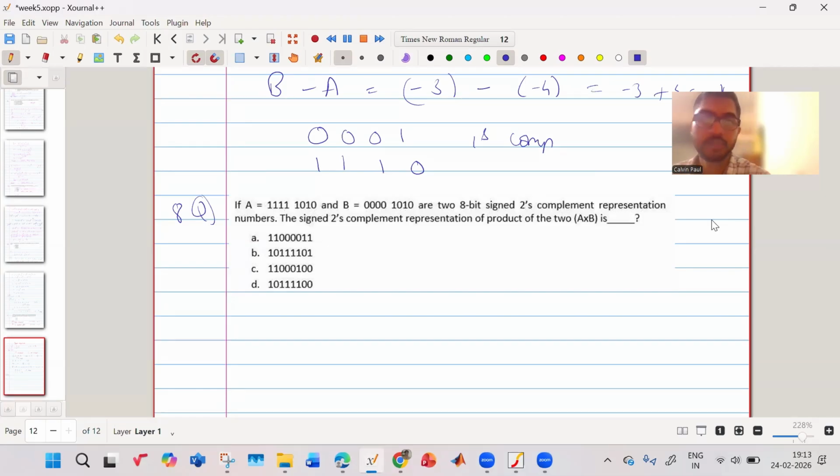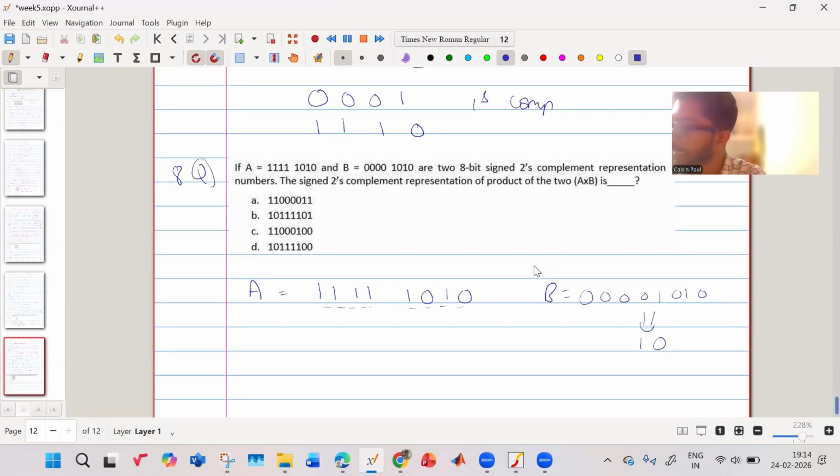Okay, so we know A is equal to 1, 1, 1, 1, 1, 0, 1, 0. And B is 0, 0, 0, 0, 1, 0, 1, 0. This is very simple. This is 2 plus 8, that is equal to 10. So your B, you get it to be 10.